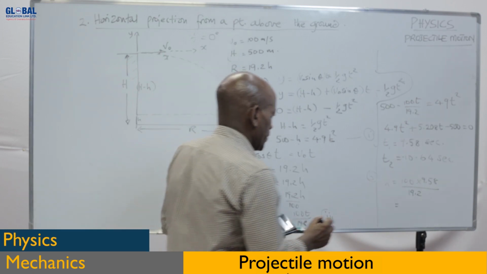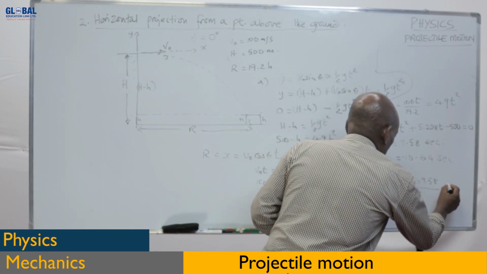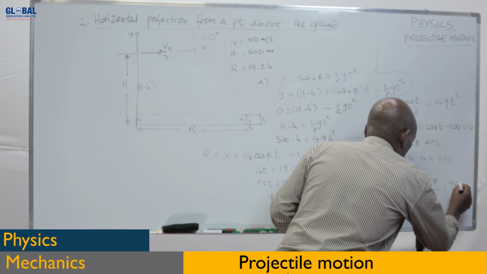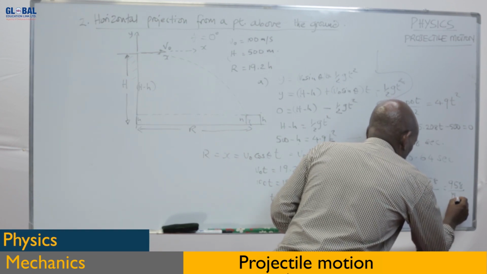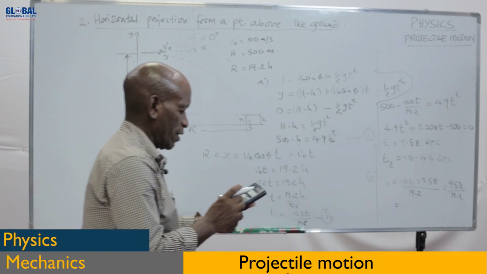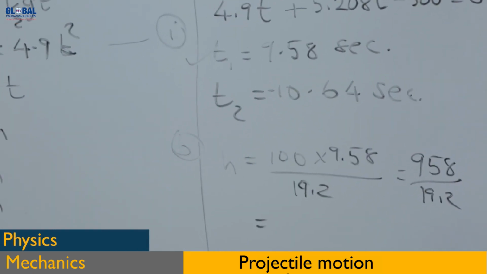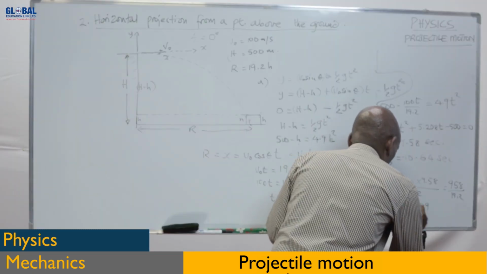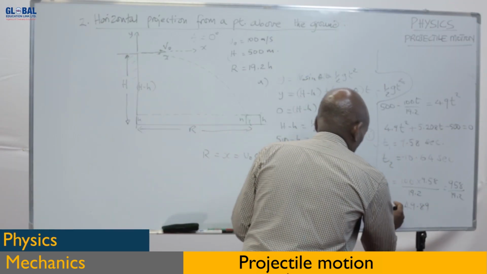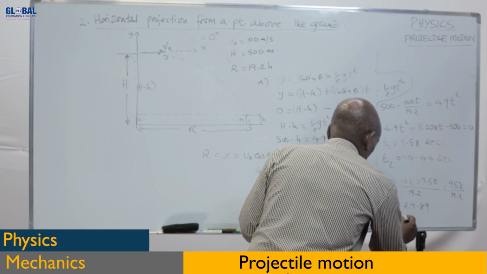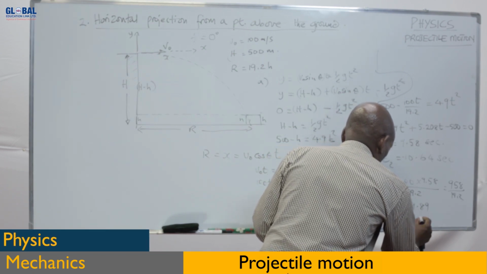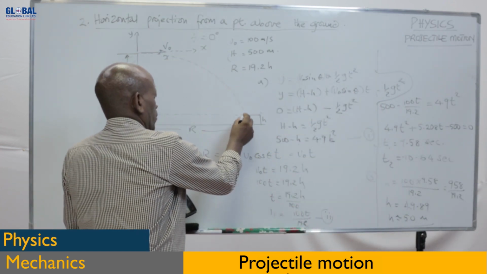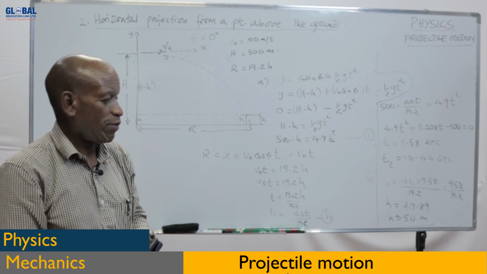That is 100 times 9.58, which will be equal to 958 over 19.2. So we divide that value straight, and we get 49.89, almost about 50 meters. So the height of the platform h is almost about 50 meters from the ground.